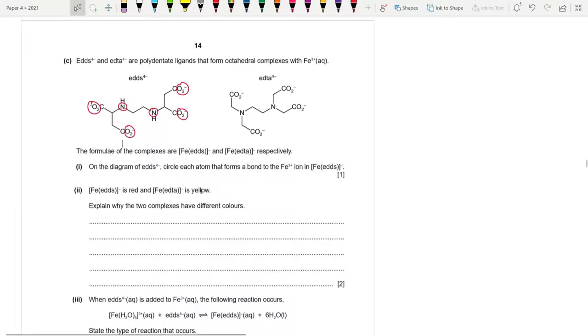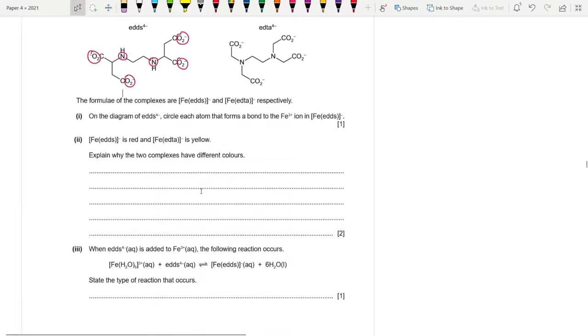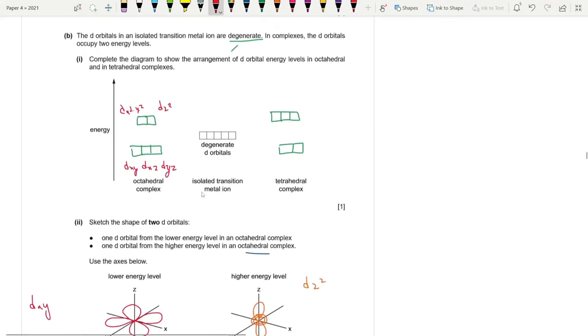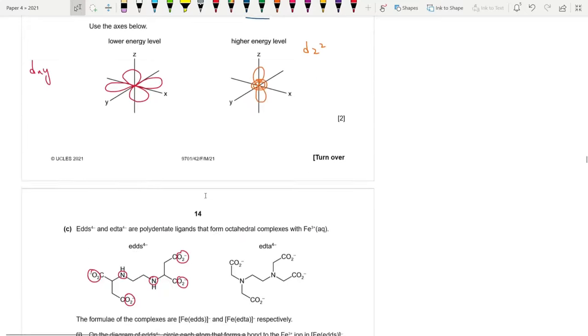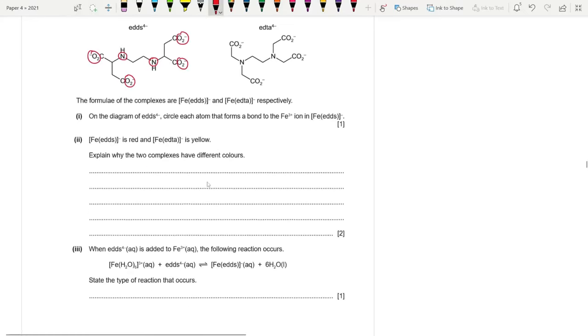Next, one is red and the other is yellow. Why do they have different colors? Okay, the main reason is basically you saw this gap that I drew between the split orbitals. Basically the gap varies from complex to complex. So the d-d energy gap, or basically delta E, is different for both of these complexes, right?